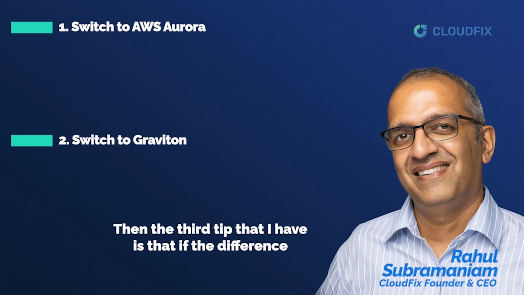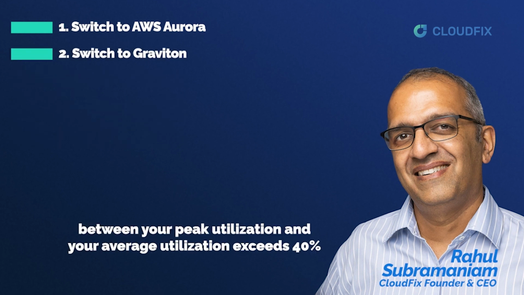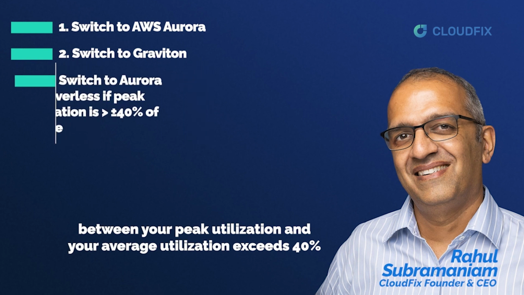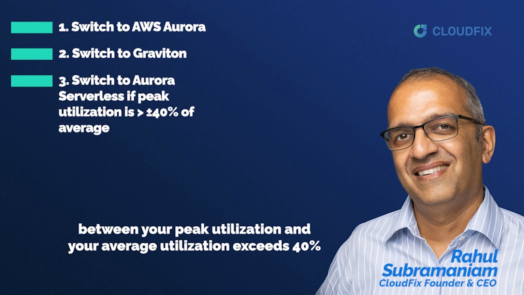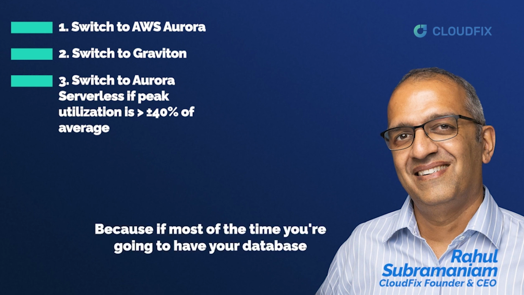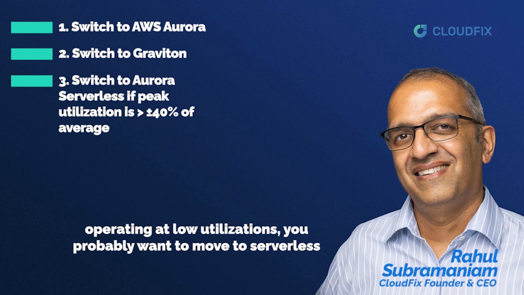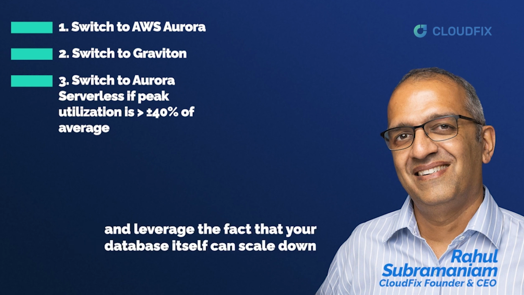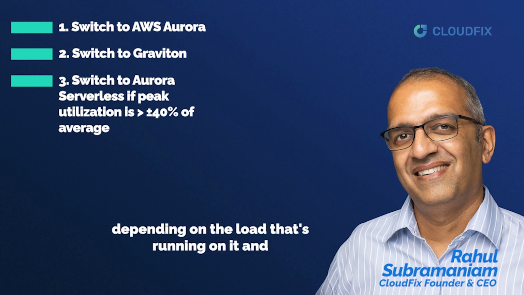Then the third tip that I have is that if the difference between your peak utilization and your average utilization exceeds 40%, then you should probably look at Aurora Serverless as a solution, because if most of the time you're going to have your database operating at lower utilizations, you probably want to move to serverless and leverage the fact that your database itself can scale down depending on the load that's running on it.